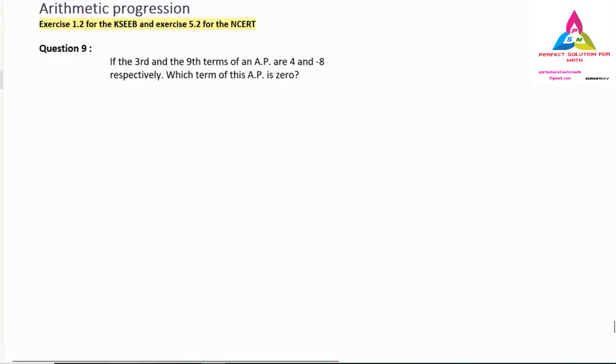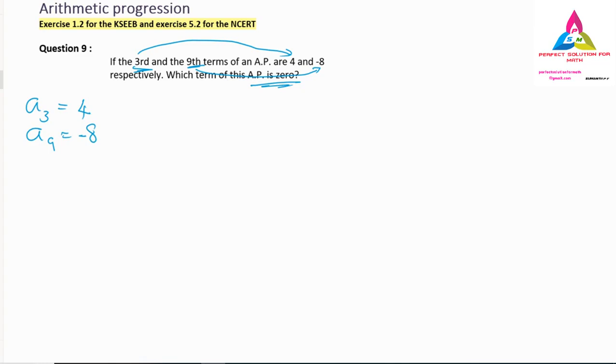So coming to the ninth question, here the question is, if the third and the ninth term of an AP are 4 and minus 8 respectively, which term of this AP is 0? So first we have to see the third term is nothing but 4 and the ninth term is nothing but minus 8. So here they have given A3 for us, that is 4, and they have also given A9, that is nothing but minus 8. These are the two things they have given. So what you have to find now? They have told you to find which term of an AP is 0.